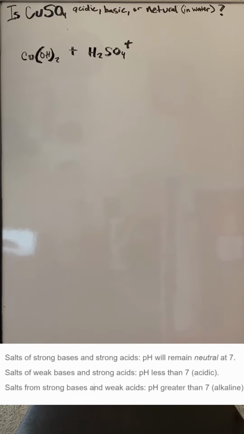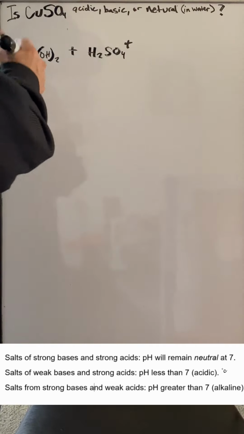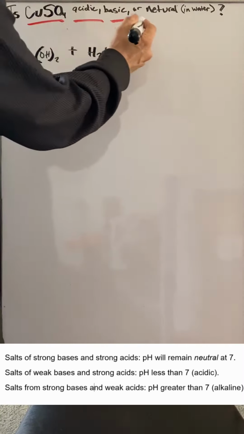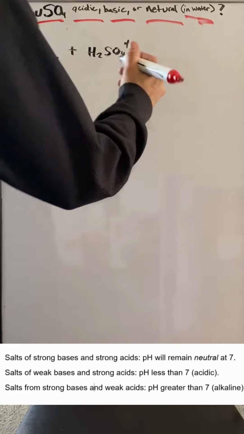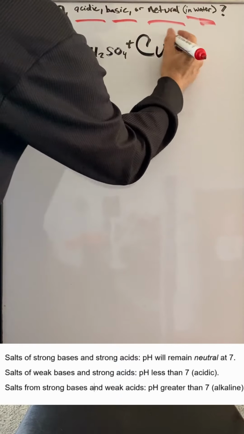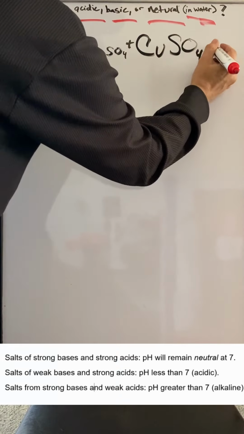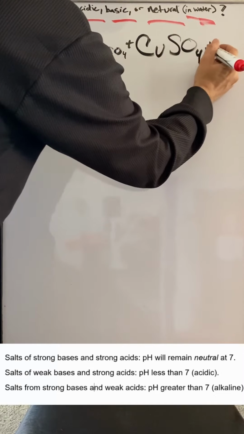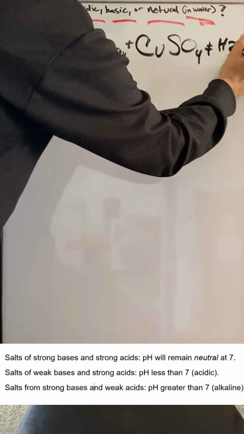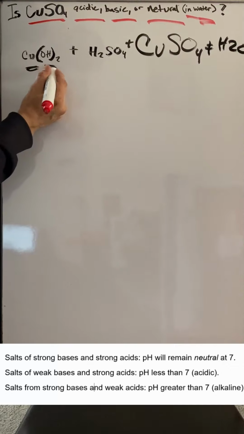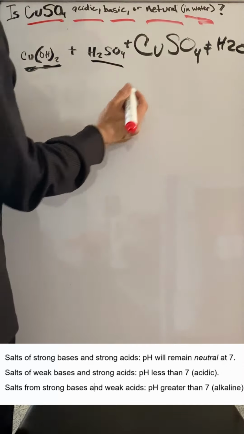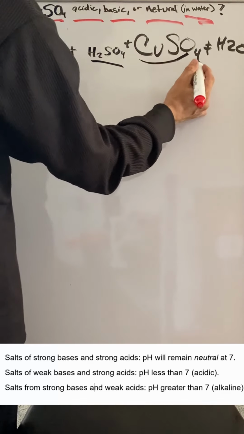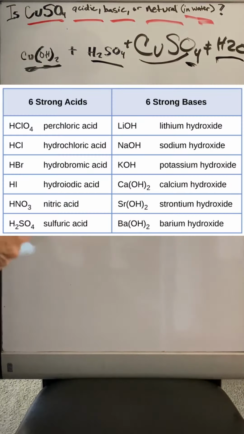So to get an answer to this question, let's ask a proper question: is copper sulfate acidic, basic, or neutral in water? To figure this out, we're going to make a simple diagram. We put copper sulfate here, plus H2O, water. So we have copper hydroxide, copper(II) hydroxide, and sulfuric acid. The neutralization reaction is copper sulfate mixed with water, the lake's water.